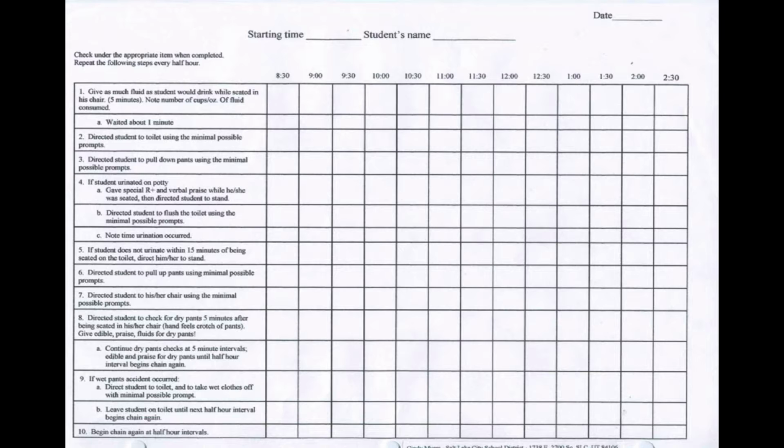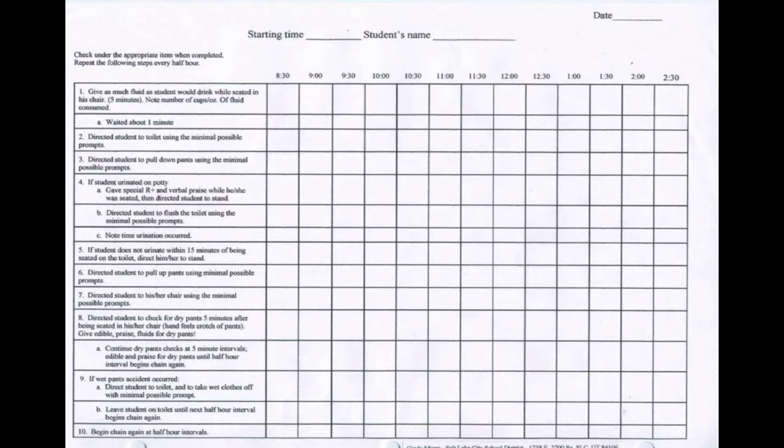So what you're paying attention to is, are they able to sit and go right immediately? Are they taking several minutes? Now, if at the 15-minute mark a kid has not been able to urinate, we're done. We're not going to keep making the kids sit on the toilet. We get up, we pull on the pants, we wash the hands, all of that kind of stuff.